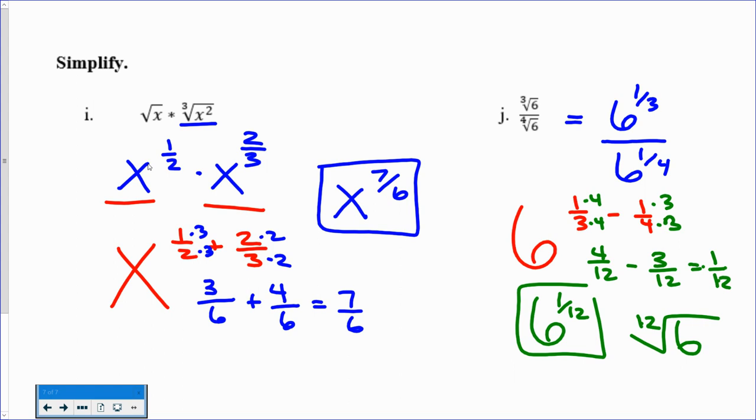Okay, that is it for our lesson on rational exponents. Good luck with your homework.